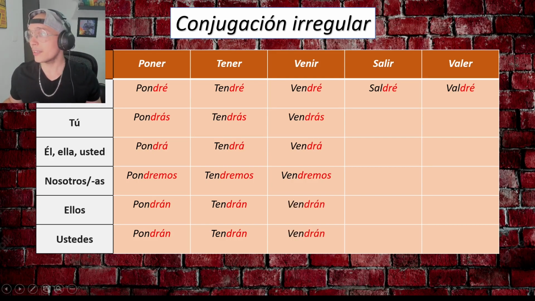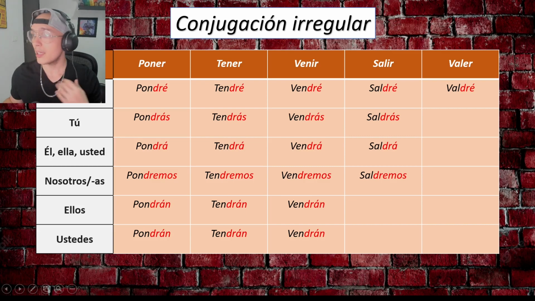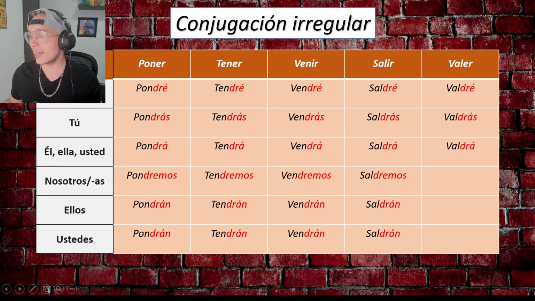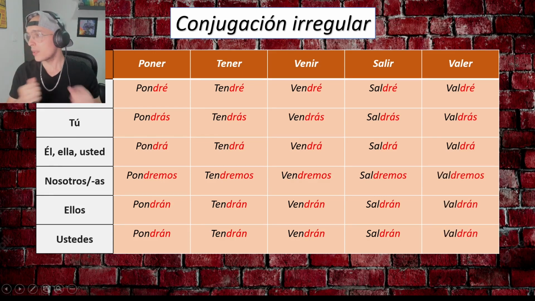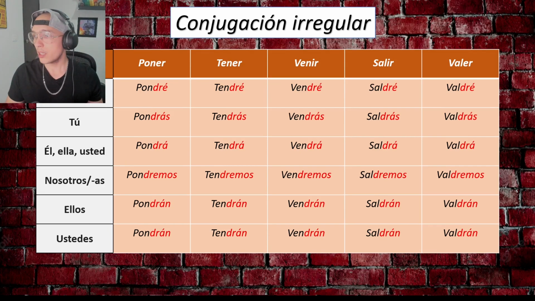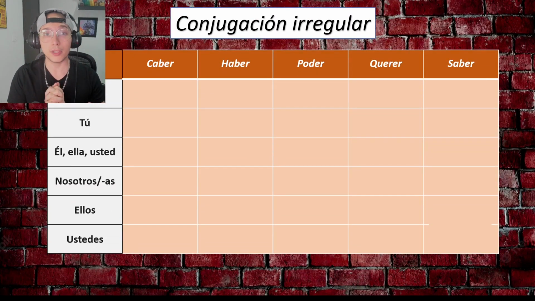Let's go with salir. Tú saldrás, ella saldrá, nosotros saldremos, ellos saldrán, ustedes saldrán. And let's go with valer. We say tú valdrás, ella valdrá, nosotros valdremos, ellos valdrán, ustedes valdrán. Okay, so this is how it works. We just changed that final vowel for a D. Let's go with the second case of irregularities.